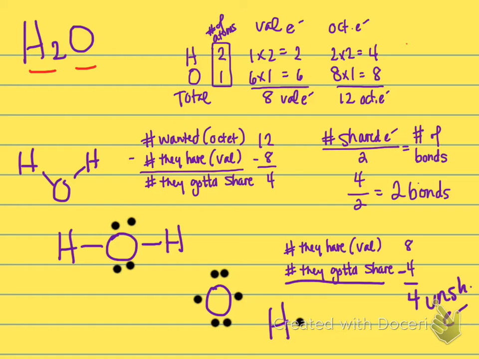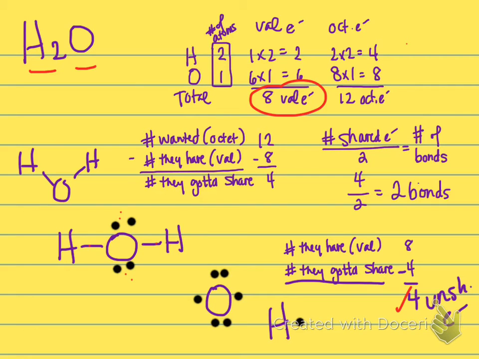Do we have the correct number of valence electrons? 2, 4, 6, 8 valence electrons are shown. Yep, that's what we projected. Do we have the correct number of unshared pairs? 2, 4. Yep, that's good. Is everyone satisfied from an octet or not quite octet perspective?